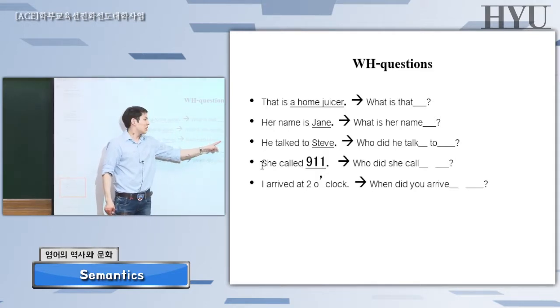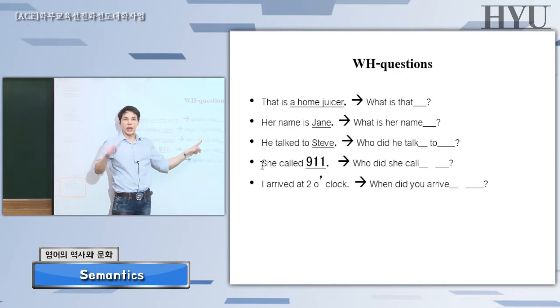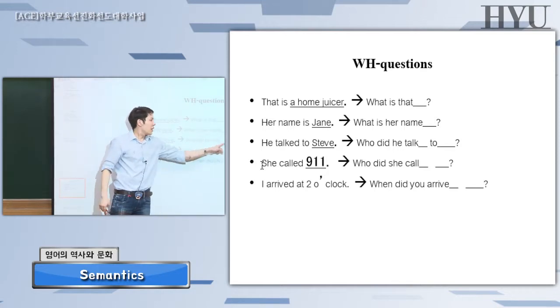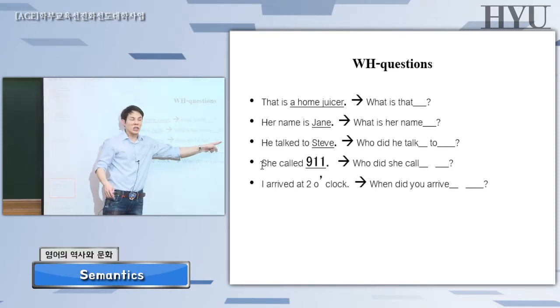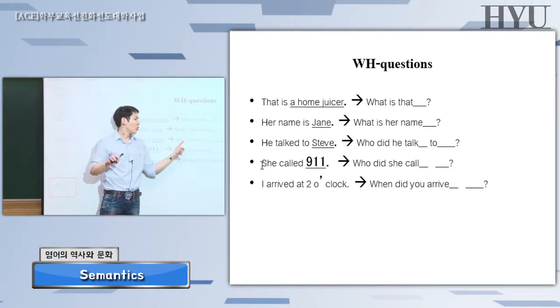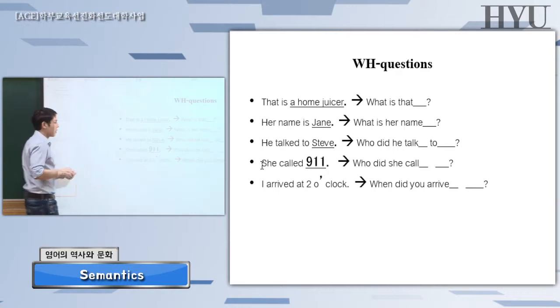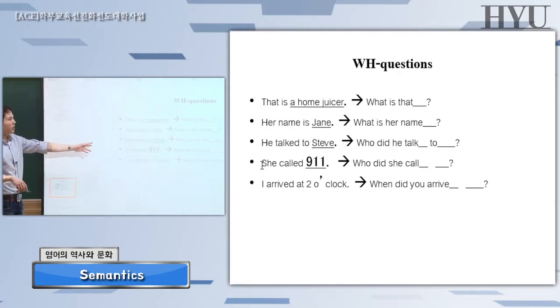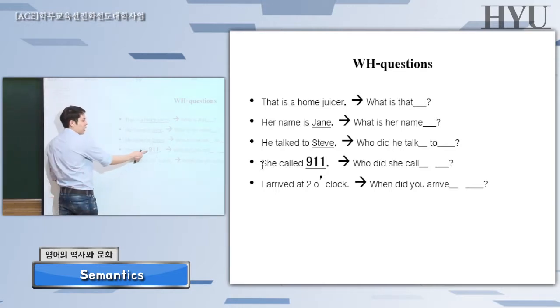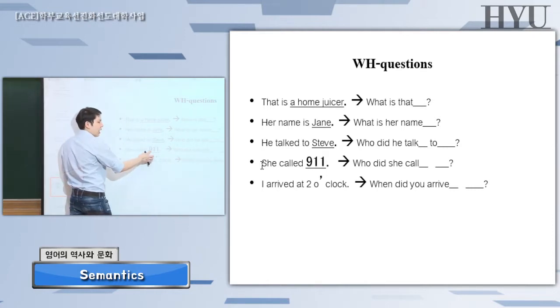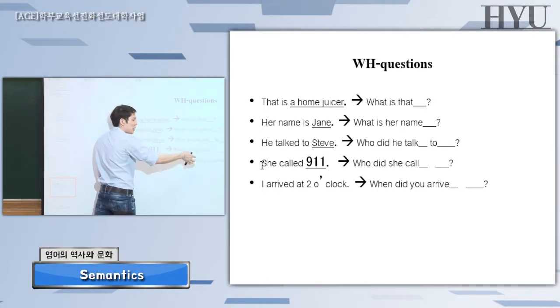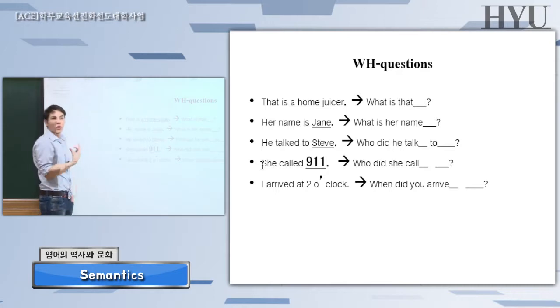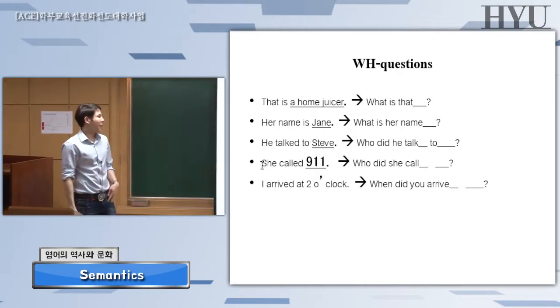Talked, the ed changes to did, remember? And the did moves to the front. And then "to Steve," Steve is gone from the original position, changes into the word who, and who moves to the front, okay? "She called 911," "Who did she call," and so on. So here, the ed is gone, and the 911 is gone from the original position, changing into the word who, and then moves to the front, and so on. And the same goes for the last one, okay?